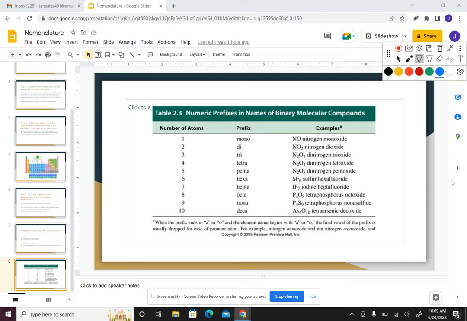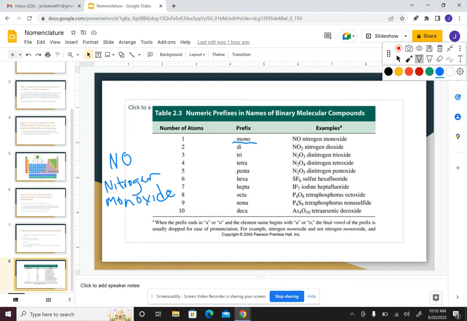One, the word mono, which is for one right here, is never used before the first element. So if we have something like NO, the name is not mono nitrogen, it's just nitrogen. And then the oxygen, since there is one oxygen and it is not the first element in that formula, you can use the word mono. Okay, monoxide.